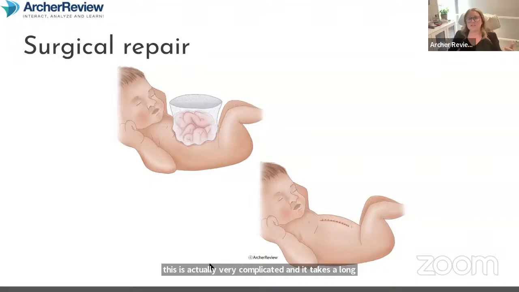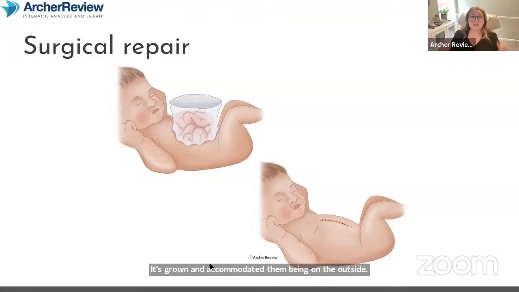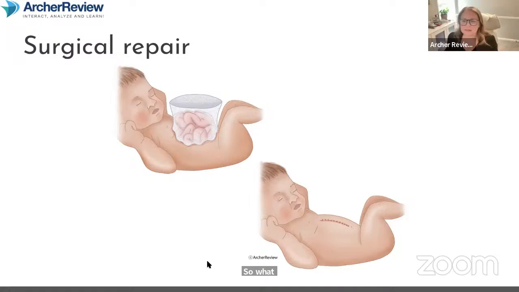Because remember, these organs, they were on the outside of the baby's body for like 30 weeks. So the body's not used to them being inside. It's grown and accommodated them being on the outside, which means we have to slowly make room for these organs. So what the surgery team does is they use something called a silo. I'm not gonna lie, this is kind of like fancy plastic wrap. It's really nothing that impressive.